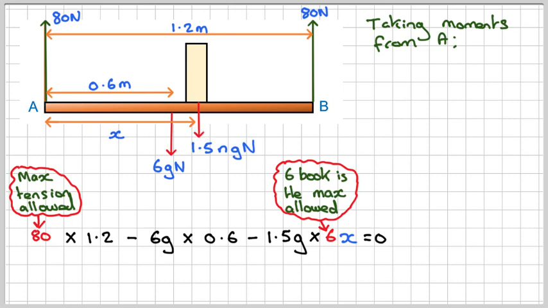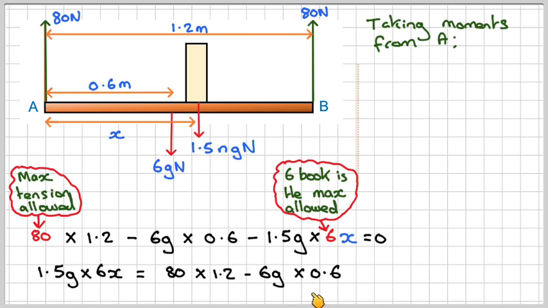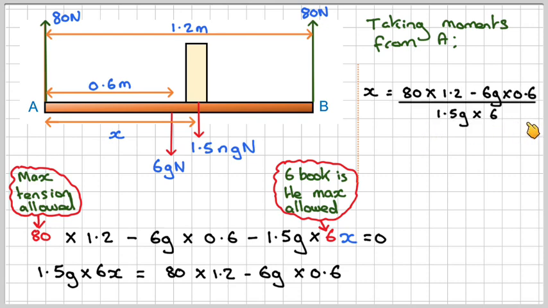So we've formed our equation, now we just need to solve it. That gives me 1.5g times 6x from here, equal to 80 times 1.2 minus 6g times 0.6. So x is going to be (80 times 1.2 minus 6g times 0.6) divided by 1.5g times 6, and that will give me 0.6884. Normal practice is to round off to 3 significant figures, so that will give me 0.688 meters. So this distance here will be 0.688 meters.